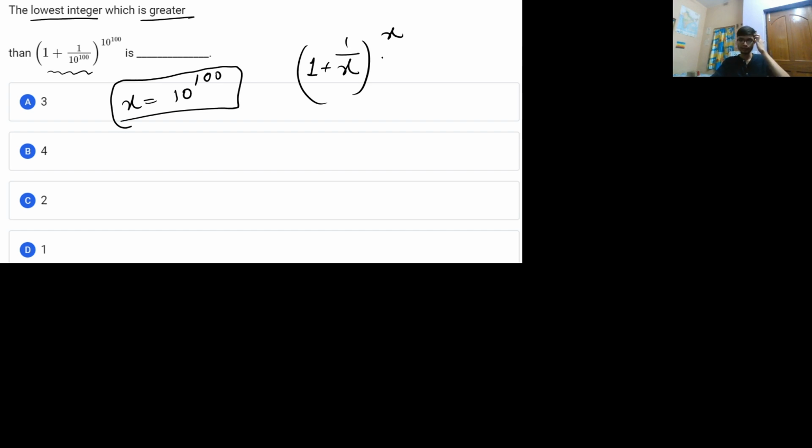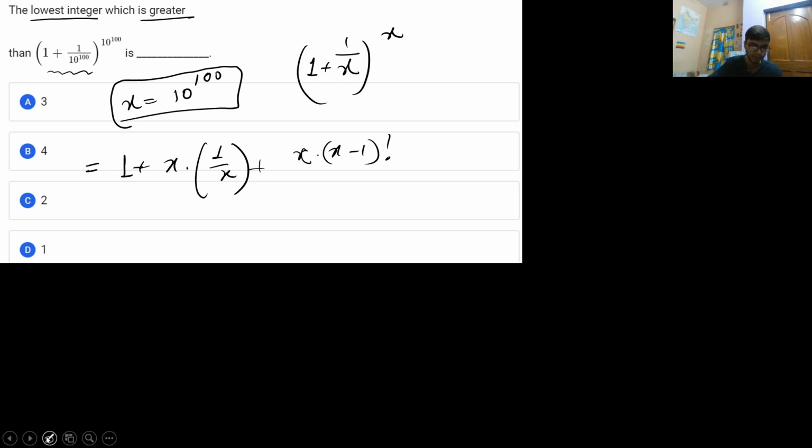So we know that whenever the power of the binomial term is not an integral value, then we use the general binomial expansion formula. By the general binomial expansion formula, this is equal to 1 plus n into x, that is n into 1 by x, plus n into n minus 1 by 2 factorial, similarly this will be by 1 factorial.